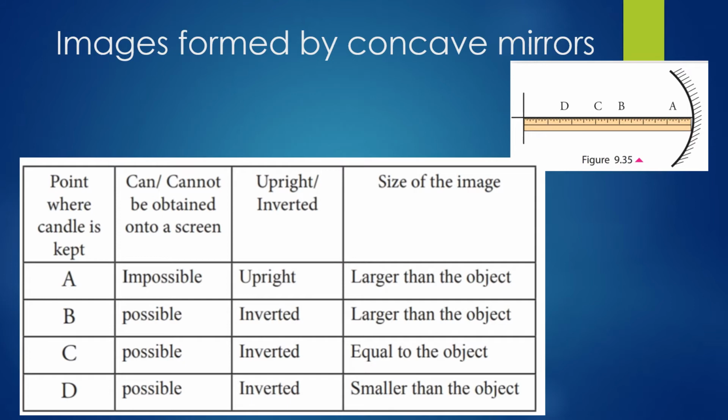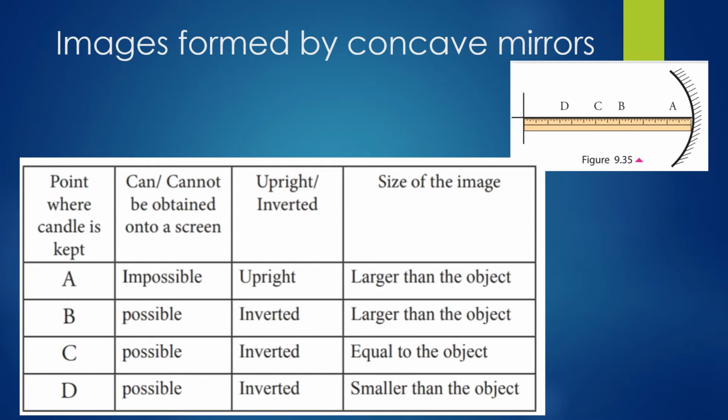So if the object is far away from the mirror, the image formed is smaller than the object, and it is also inverted, an upside-down image.